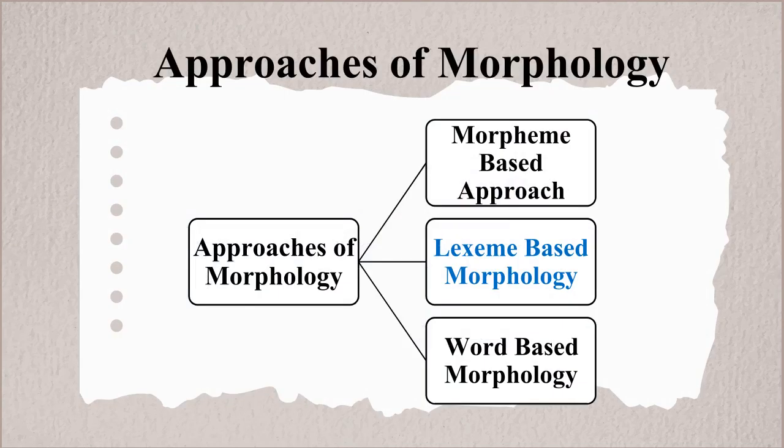As we have already discussed, there are 3 principal approaches to morphology, and each tries to capture different aspects. And this lecture is all about the second one, which is known as Lexeme-Based Morphology, which normally makes use of an item and process approach. Let's dive into it.